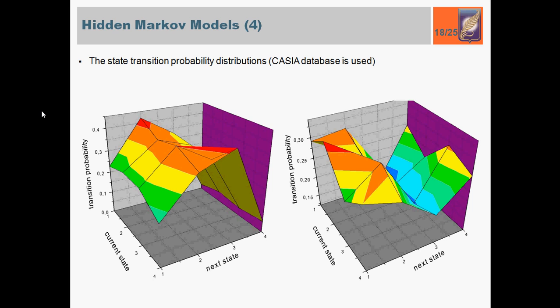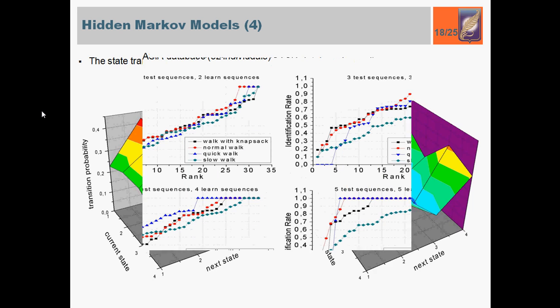Here the state transition probabilities of hidden Markov models corresponding to different participants are shown. As we can see, the patterns have a different structure. Some statistical properties of human walk can be revealed by analyzing these patterns.